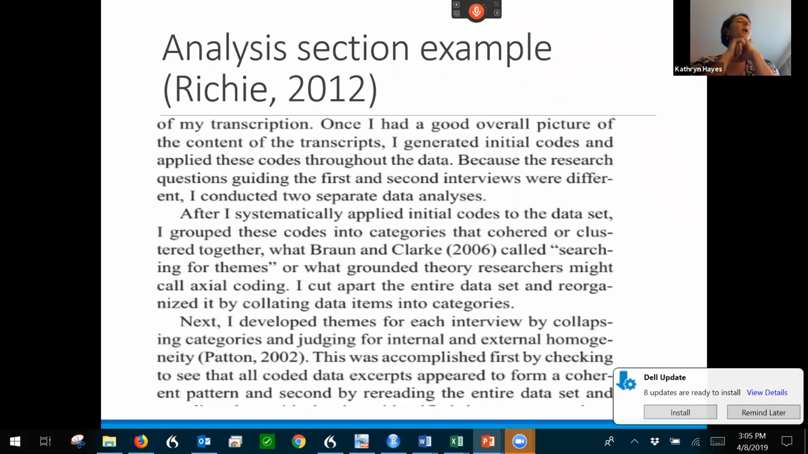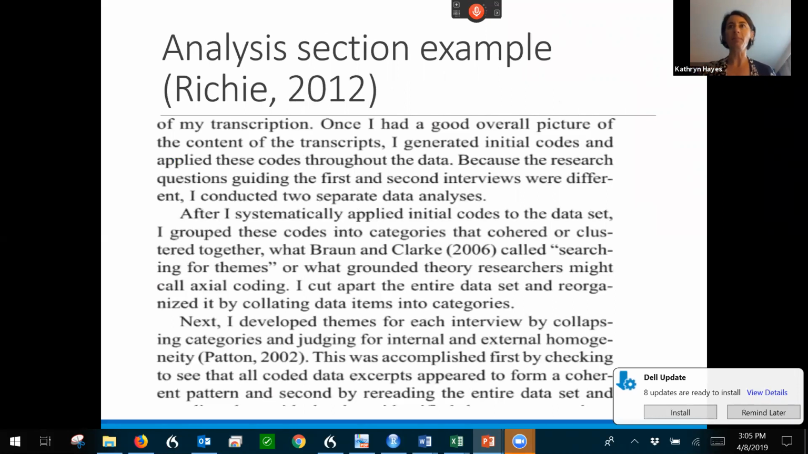Okay, so pause the video here, and I recommend you immediately take a moment to try to write up your analysis paragraph. I don't think it will take you that long to just jot down, well, what exactly is it that you did? Did you start with in vivo? Did you start with applying your theoretical framework? Was it both? Did you go back and forth?